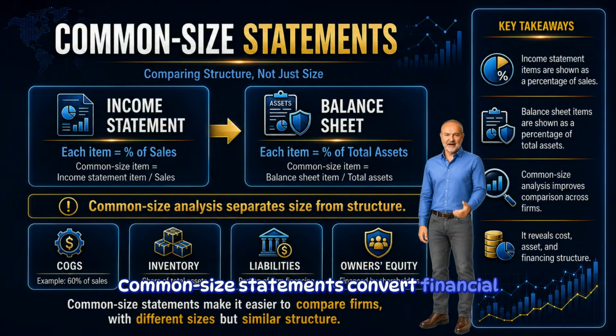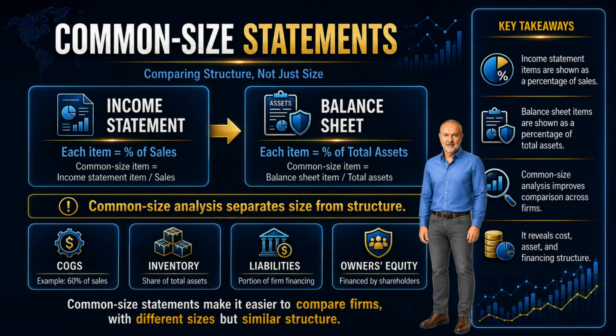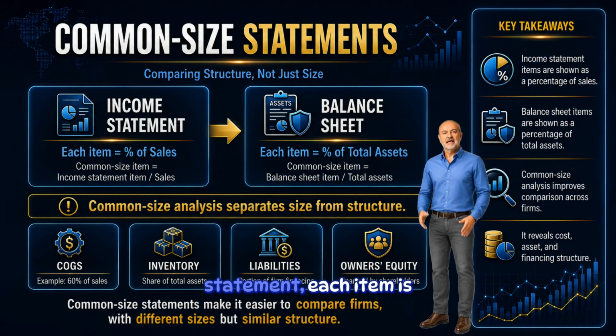Common-size statements convert financial statement items into percentages. This makes comparison much easier, especially when firms are different sizes. On a common-size income statement, each item is expressed as a percentage of sales. The formula is simple. Common size income statement item equals the income statement item divided by sales. For example, instead of only saying cost of goods sold is $1.2 million, we might say cost of goods sold is 60% of sales.